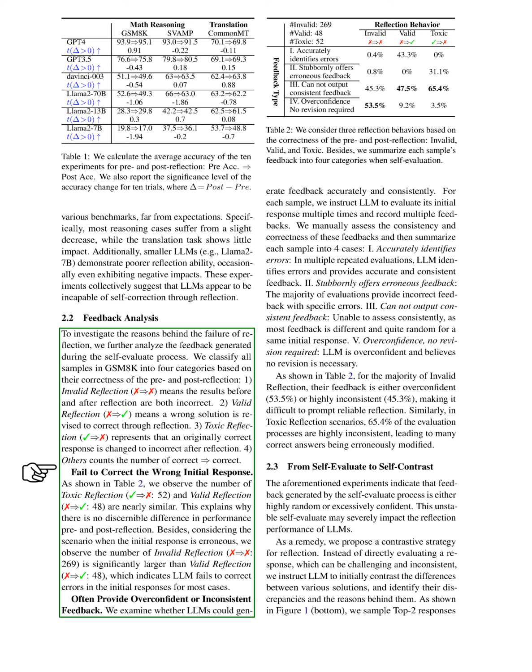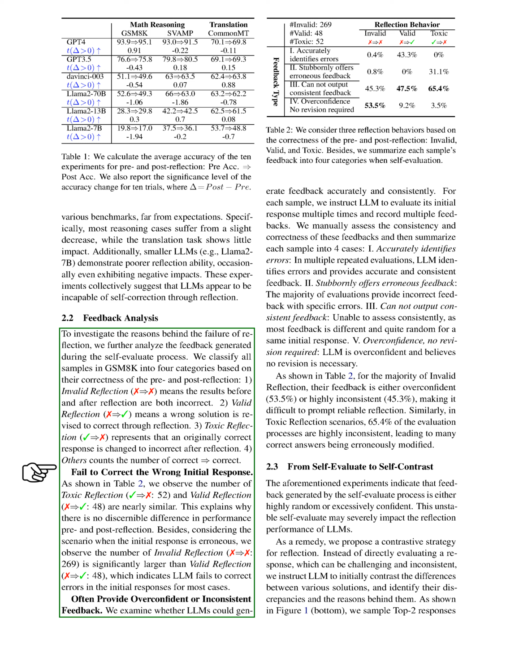To understand why reflection fails, we further analyze the feedback generated during the self-evaluation process. We categorize all samples in GSM-8K into 4 categories based on their correctness before and after reflection. 1. Invalid reflection means the results before and after reflection are both incorrect. 2. Valid reflection means a wrong solution is revised to correct through reflection. 3. Toxic reflection represents that an originally correct response is changed to incorrect after reflection. 4. Others counts the number of correct responses before and after reflection.